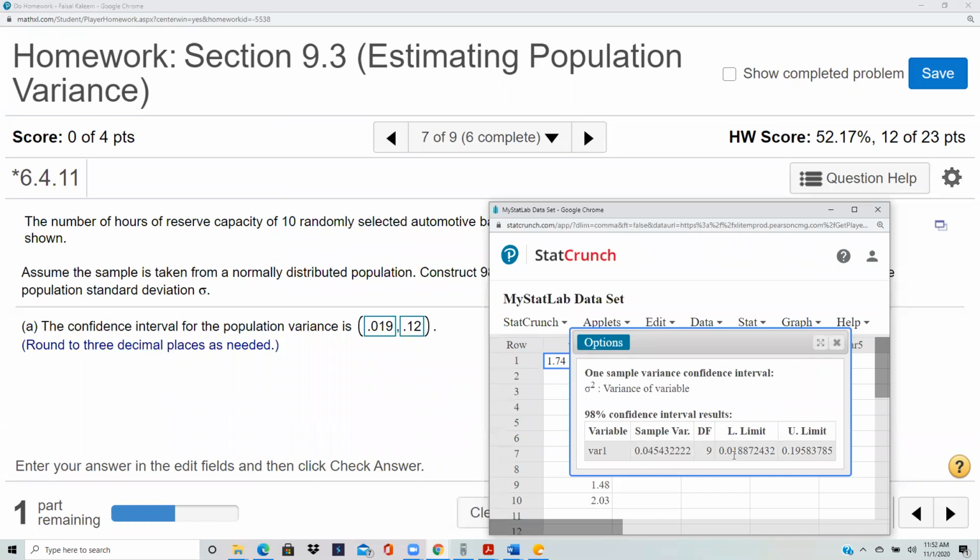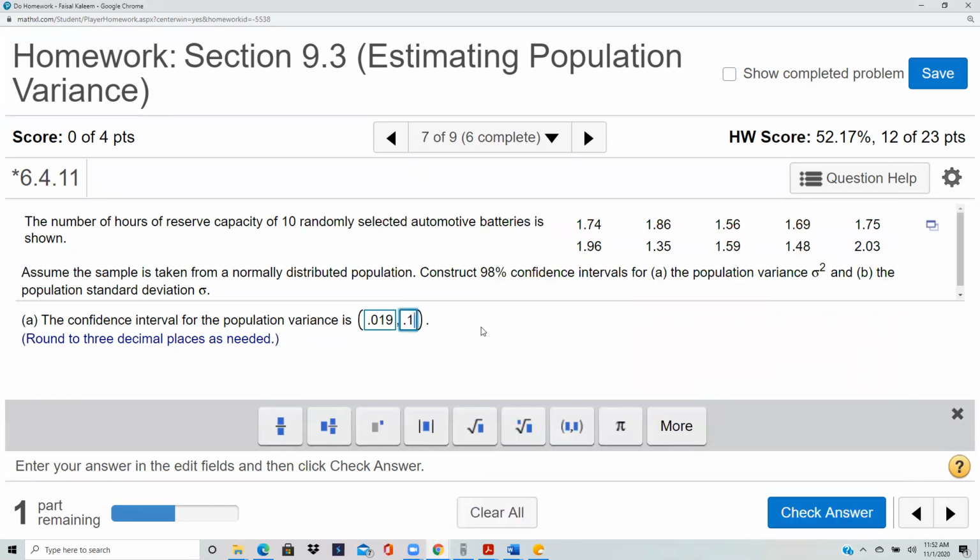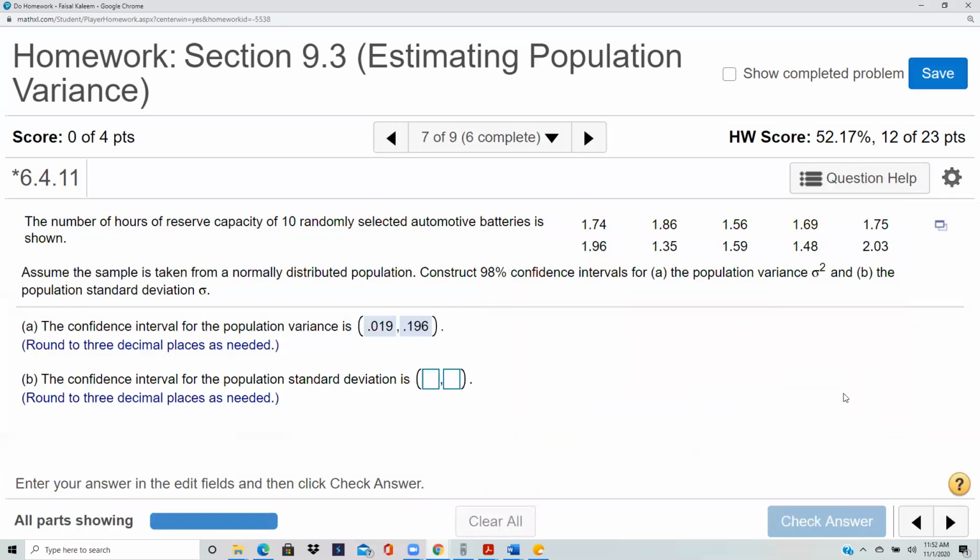Point 019, 0.1. Oh, 0.195 will be 0.196. Okay, 0.196. All right. So this was the confidence interval for variance, and that's what we've been doing until now.